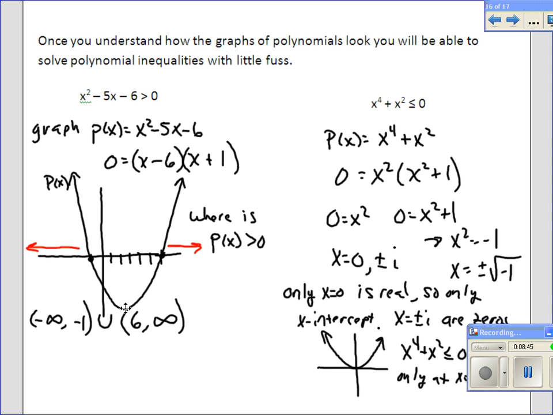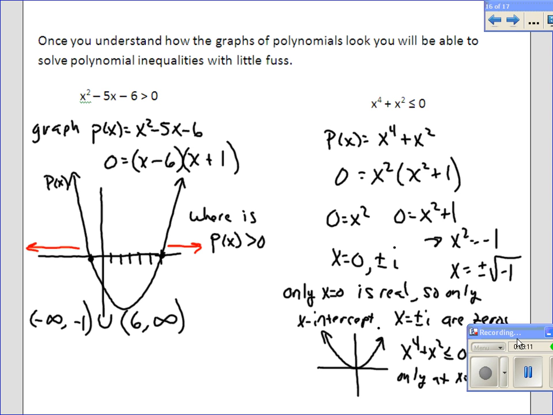The vertex is somewhere down here, but we're not actually interested in that. What we are interested in is where the function is greater than 0. That's going to be up here and up here. And it's actually the values of x where it's greater than 0. So p of x is greater than 0 from 6 to infinity, and from negative infinity to negative 1 are the values of x where the y values are positive.